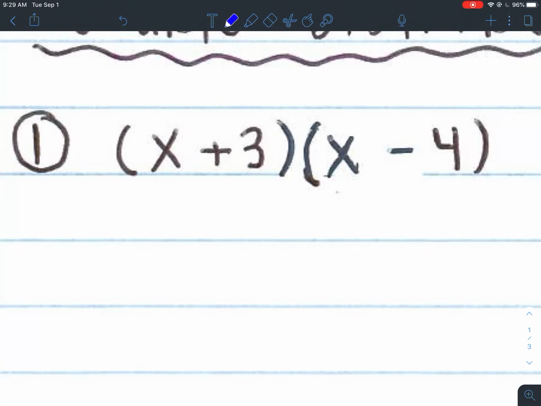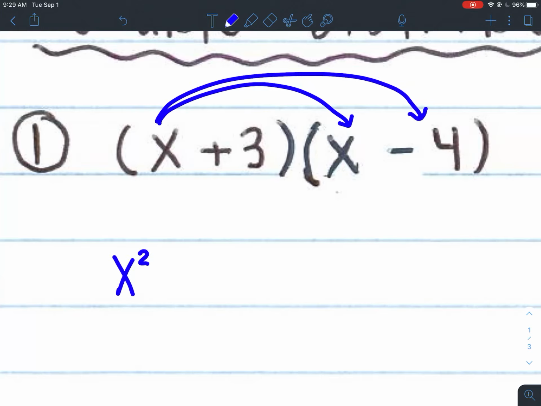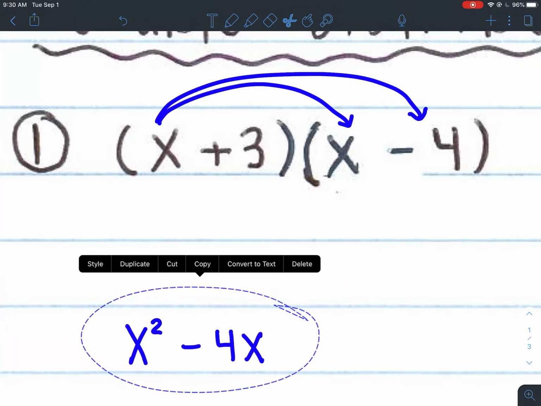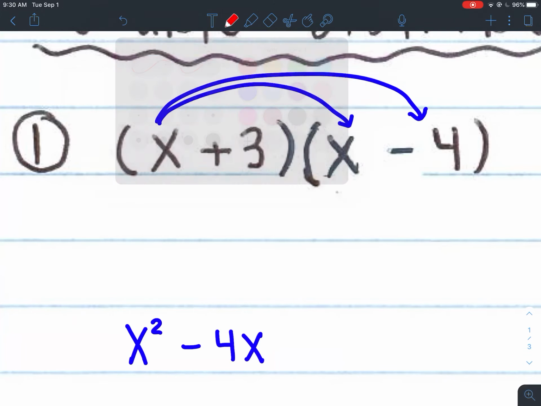I always start to distribute with the first term first. And I distribute to however many terms are there in the second parentheses. So in the second parentheses, I have 2 terms. So I want to make sure I multiply it to 2 things. So x times x is going to give me x squared. x times negative 4 is negative 4x. Okay, so I've done one term. I've done my x. Now I have to do the 3. So I've distributed a single time.